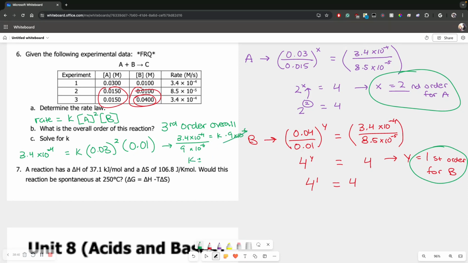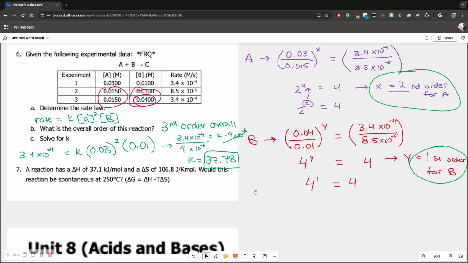And in this case, K will be 3.4 times 10 to the negative 4th divided by 9 times 10 to the negative 6, and your K will be 37.777. We're just going to round that to 37.78. There's no unit for K because it's a constant, and that is your K value for this scenario.